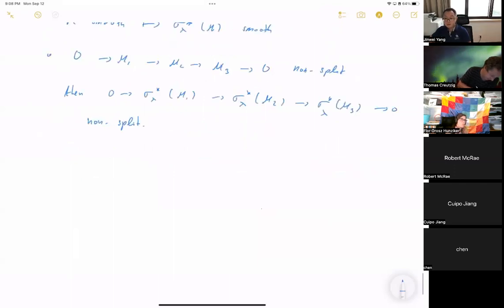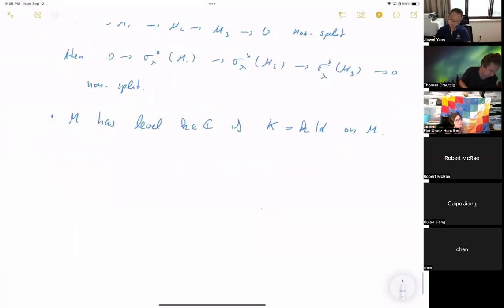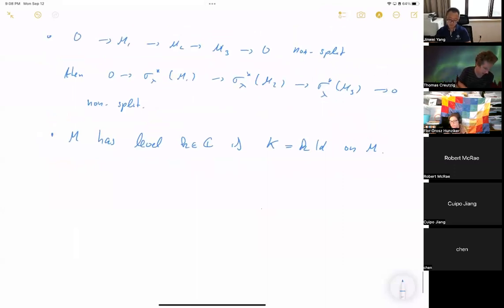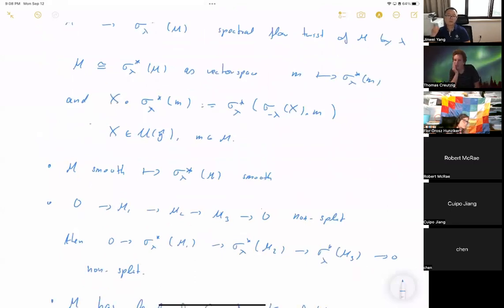Good. And the next vocabulary: we say a module has level k, here a complex number, if the central element is equal to the level times the identity on the module. Okay. Now, what did I say in the motivation part? So maybe 45 minutes ago, I said the first question you want to ask if you want to do VOA.